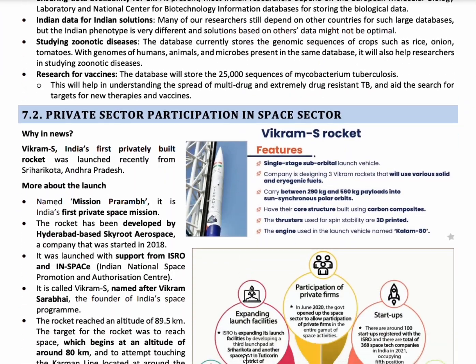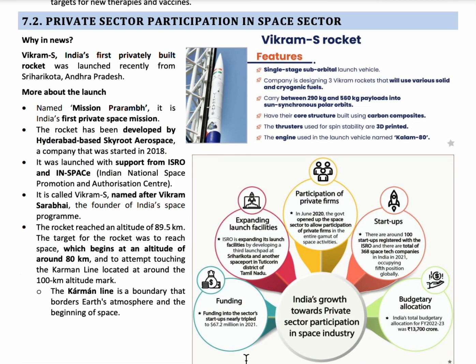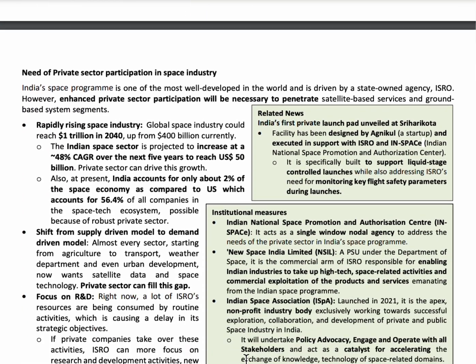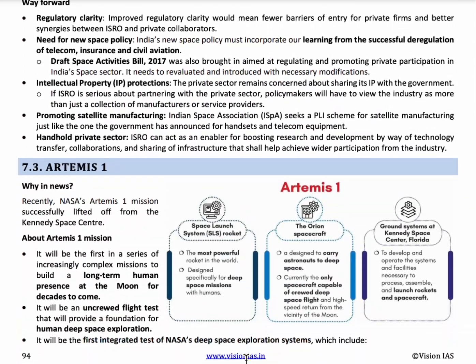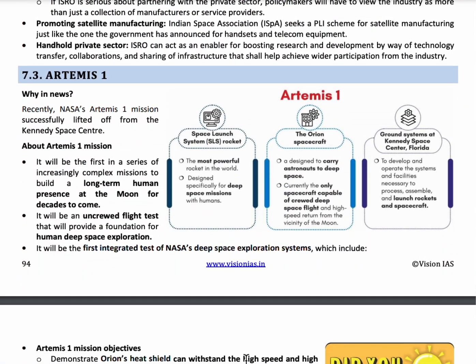The next topic is private sector participation in space sector. So Vikram S rocket was India's first privately built rocket. It was built by Hyderabad-based Skyroot Aerospace Company and it was launched with the support of ISRO and IN-SPACe. The next topic is Artemis 1. So it is the first integrated mission of NASA for deep space exploration system.